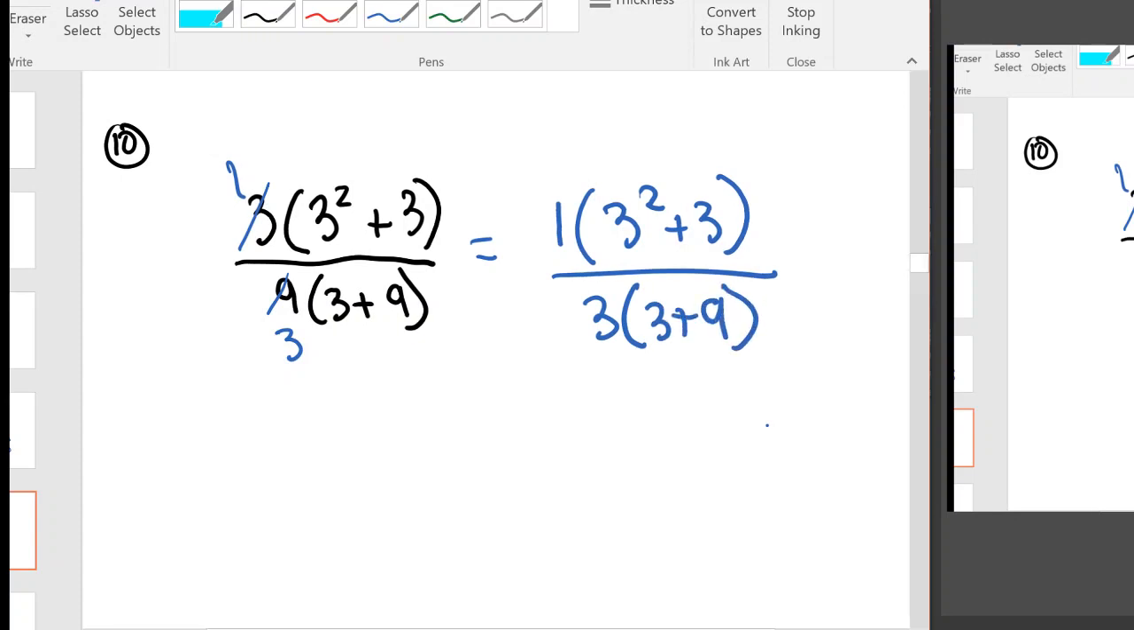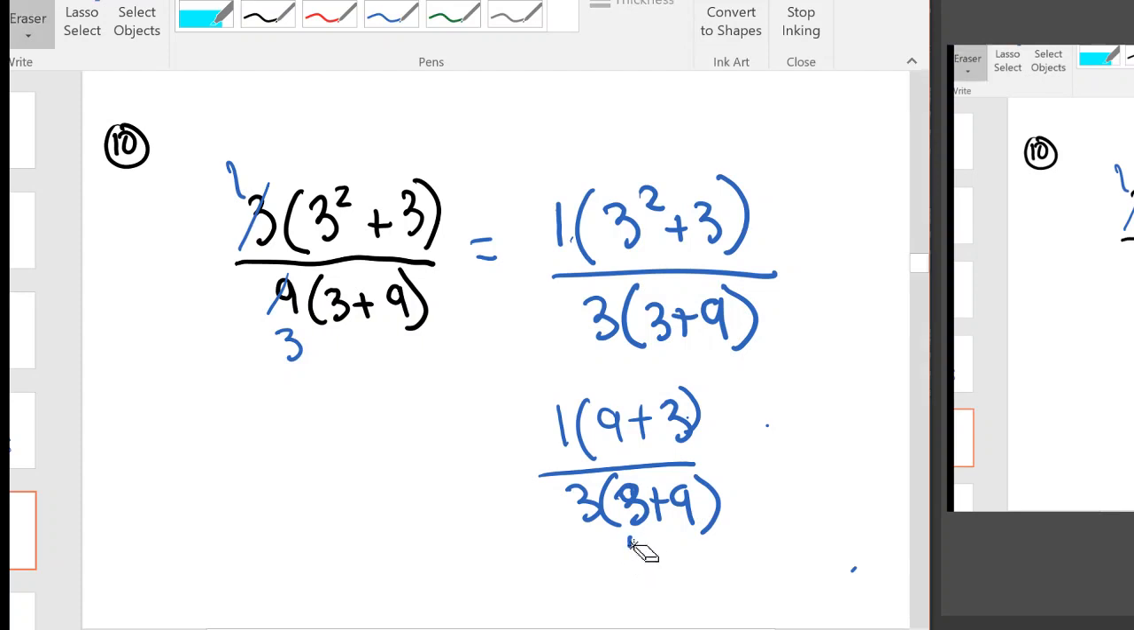So then you just solve that. You can't really distribute until this is solved, because you have to take care of what's inside the parentheses, right? And you can't distribute that, but it's a 1, so it doesn't really matter. So you have 1, and you have 9 plus 3, and you have 3 and 3 plus 9. Some people will say, oh, I can cross this out and cross that out. I can't cross these out because there's a plus sign in the middle. All right, so I have 1 times 12, which is just 12, and I have 3 times 12.